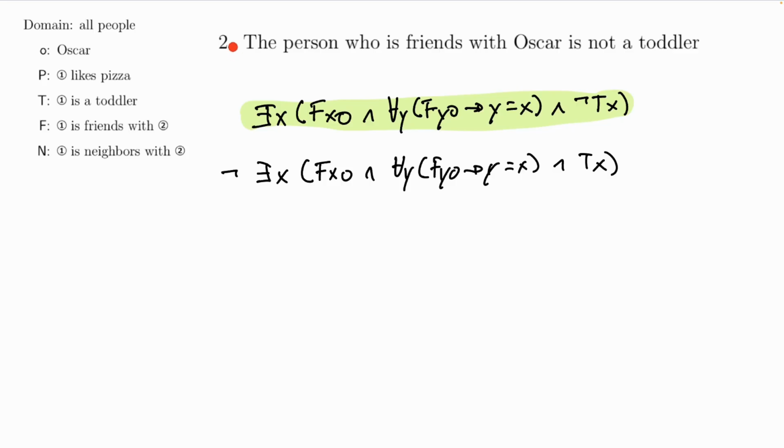No, it's not true that the person who is friends with Oscar is a toddler, because there is no such unique individual. Maybe they could express themselves in this way, and what they're trying to say is really this, which is different from this. So both translations, I think, are potentially correct, whereas this is maybe the most natural one on a problem set. I would accept either answer.